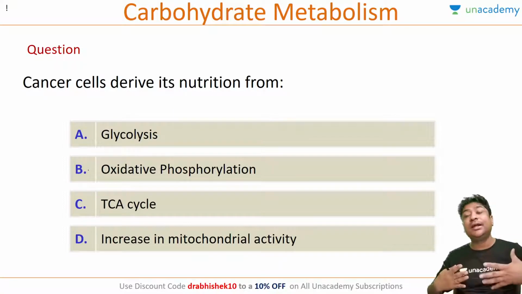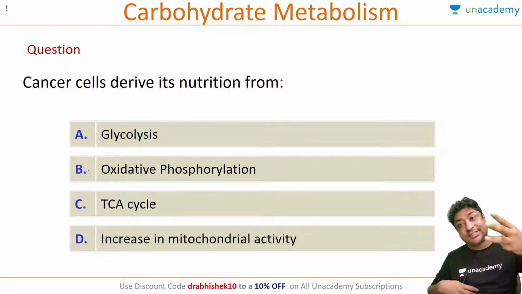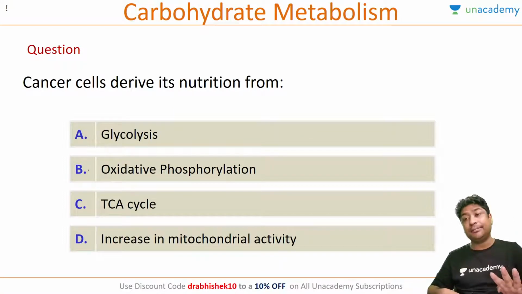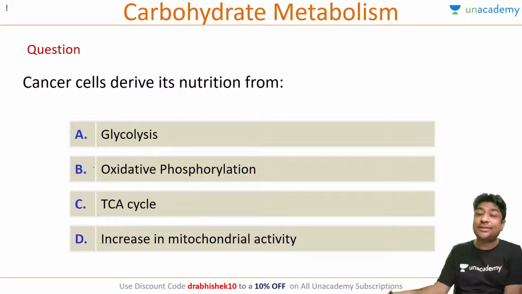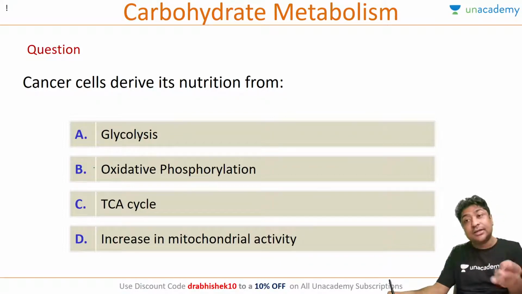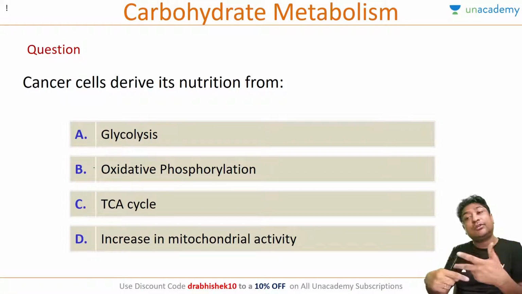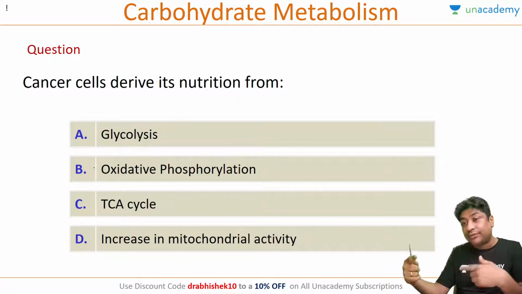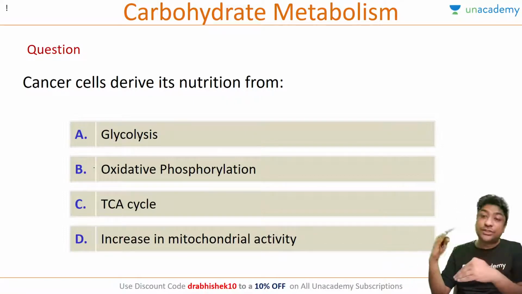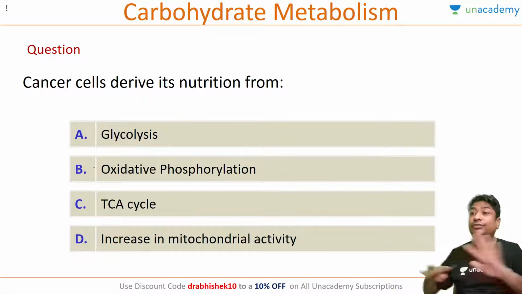Sometimes, for example, let's talk about glycolysis. There are 3 steps and none of them is rate limiting. What are the 3 critical steps in glycolysis? The conversion of pyruvate into phosphoenol pyruvate, fructose 1,6-bisphosphate into fructose 6-phosphate, and glucose 6-phosphate into glucose. None of these is rate limiting.